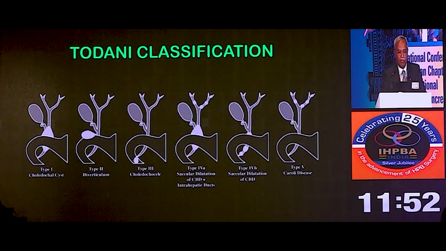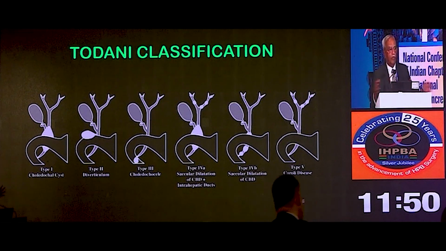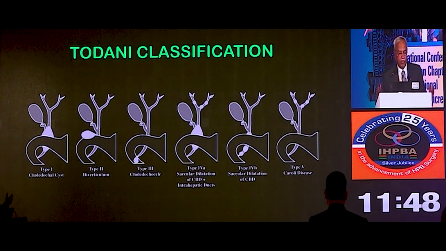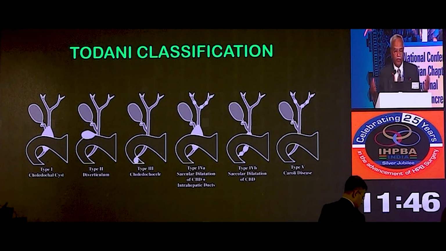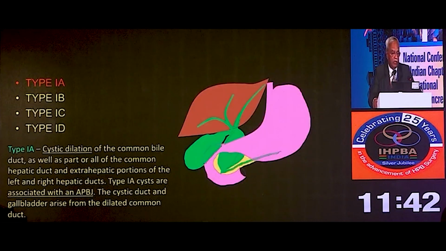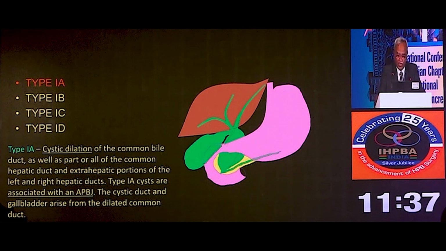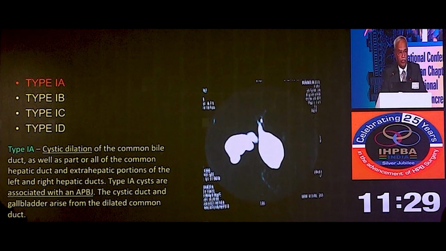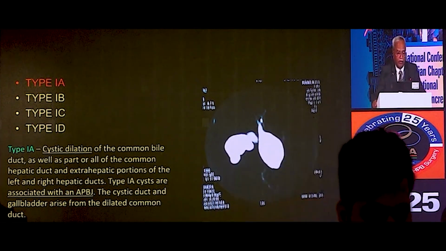And in relooking at the classification, originally we all know about the Todani classification, type 1, 2, 3, 4A, 4B, and 5. But then we've gone slightly beyond. If we subclassify, you look at 1A, where there's a cystic dilatation of the common bile duct, as well as part of the common hepatic duct and the extrahepatic duct. And this cyst is usually associated with an abnormal pancreato-biliary junction.